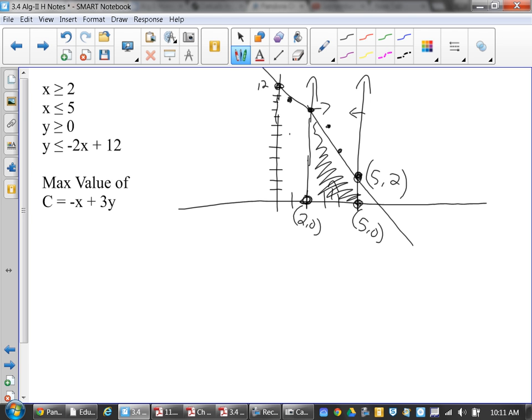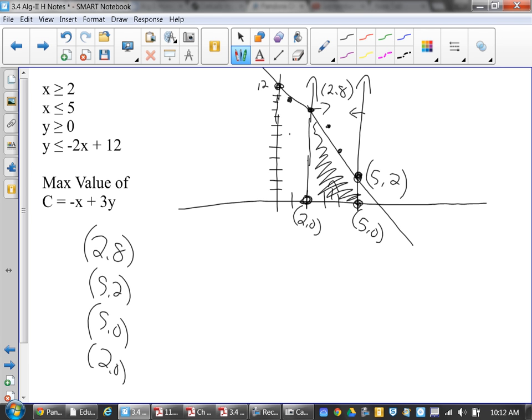And you do the same thing with the 2. So you go up to the 2 times negative 2, you get negative 4, and then negative 4 and 12 is 8. So you have 4 ordered pairs to test: 2, 8; 5, 2; 5, 0; and 2, 0. And you go through them to figure out where your max is.